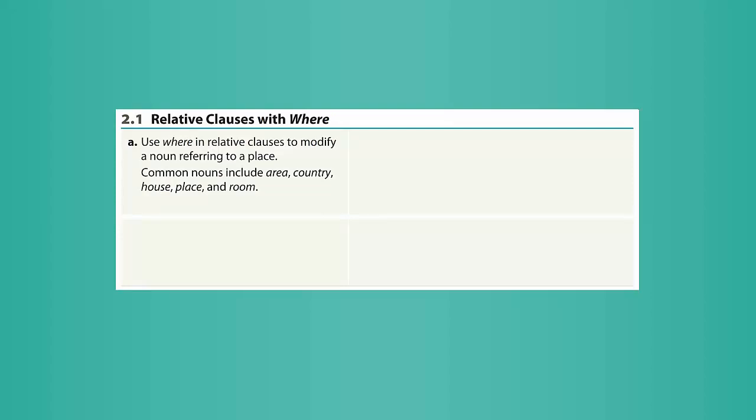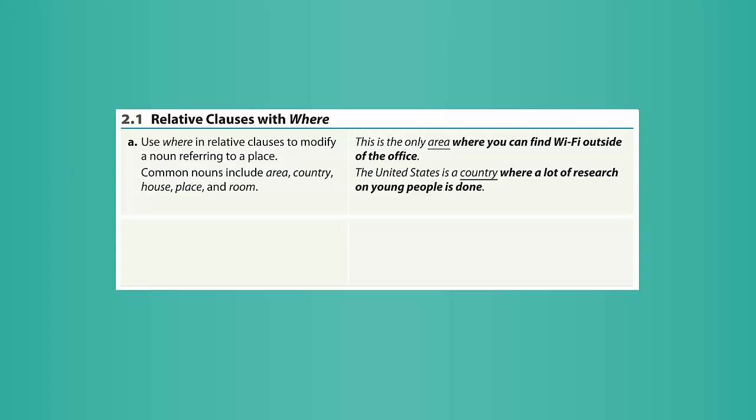We use where in relative clauses to modify a noun referring to a place. And some common nouns include area, country, house, place, and room. For example, this is the only area where you can find Wi-Fi outside of the office. Or the United States is a country where a lot of research on young people is done. The office is a place where workers often compete.